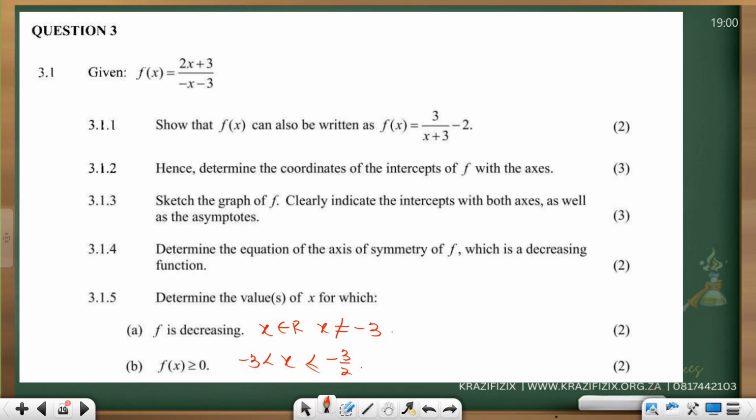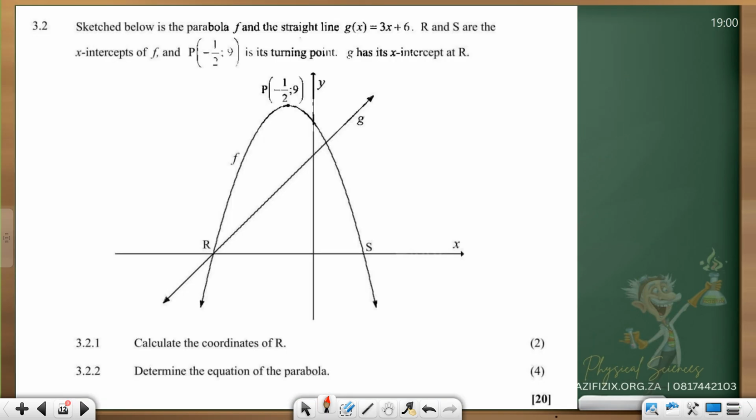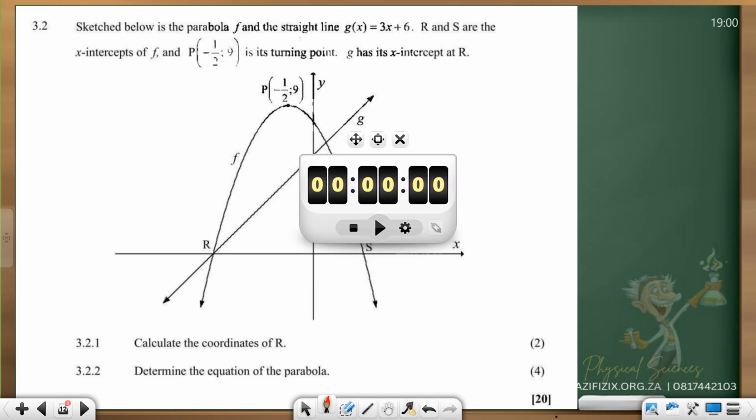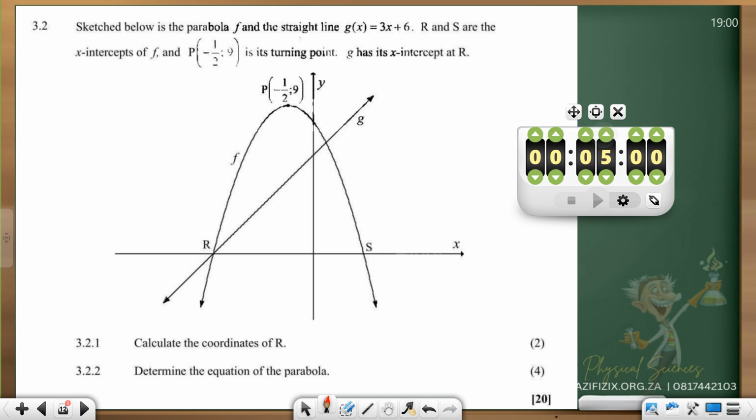Functions is a very, very big part of our paper, so it's important that you are able to run through. All right, quickly. Don't waste time on this. 6 marks. Come on. 5 minutes. Then we have exponential, which will end the function part.